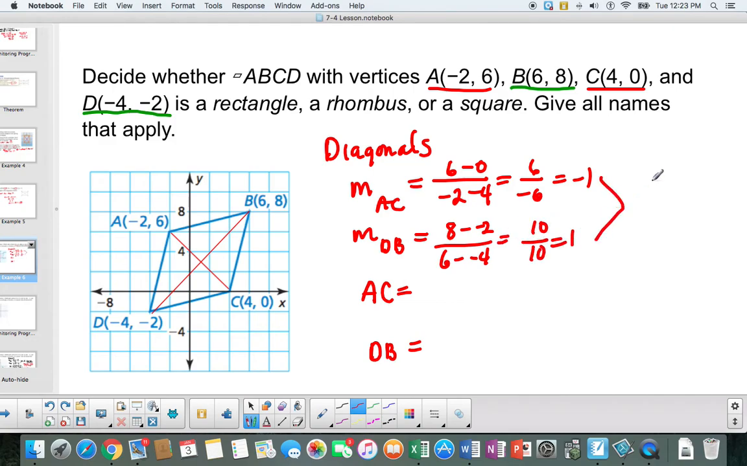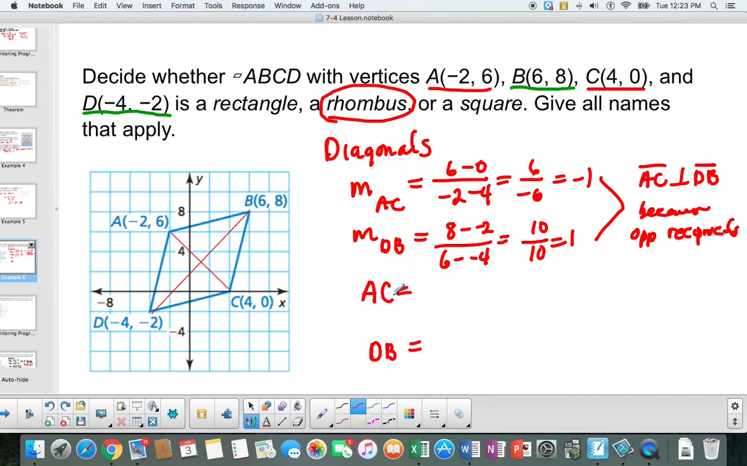Now, these slopes tell me that segment AC is perpendicular to DB because they're opposite reciprocals. All right, so now I know for sure that it's a rhombus. I know it's a parallelogram, and because the diagonals are perpendicular, I know it's a rhombus.